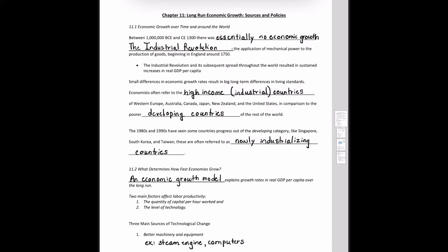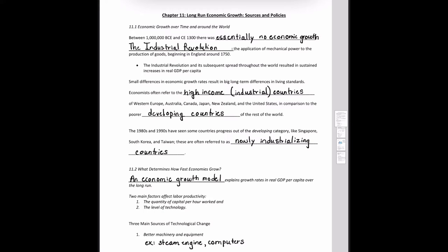So the next thing we'll talk about is differences in incomes across countries. Small differences in economic growth rates result in big long-term differences in living standards. High-income industrial countries such as Western Europe, Australia, Canada, Japan, New Zealand, and the US contrast with developing countries of the rest of the world. We've also seen a category emerge in the 1980s and 1990s called the newly industrializing countries. Those include Singapore, South Korea, and Taiwan. They have progressed out of the developing category and are now beginning to break their way into the high income or industrial countries.